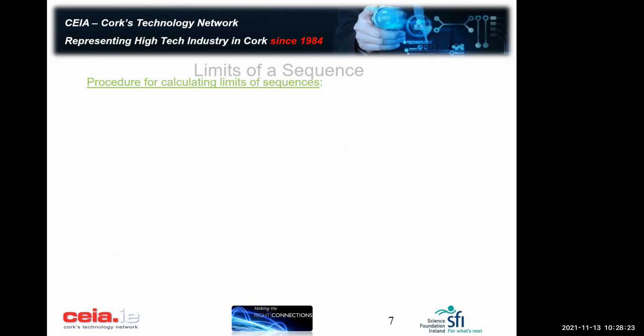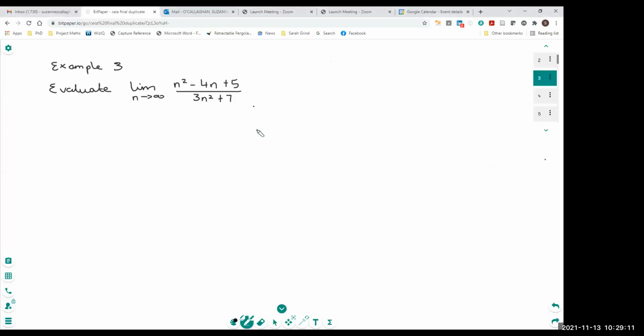So the procedure for calculating limits of sequences: divide above and below by the dominant term. For instance, you'd have a sequence given there that would be 5n squared plus 4 over 2n squared minus n plus 6, and you might be asked to find the limit of that. So the method is, the first thing you do is you divide above and below the line by the dominant term. Okay, so I'll actually do it out for you.